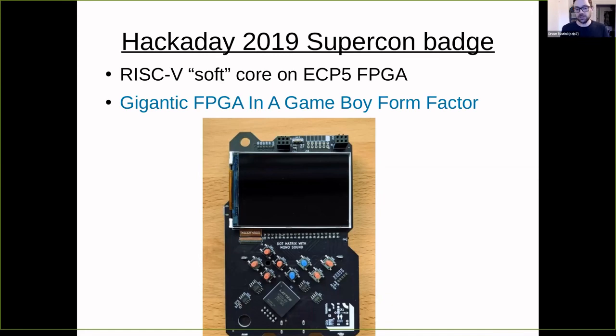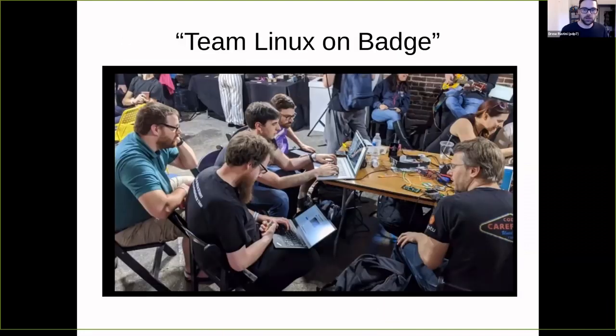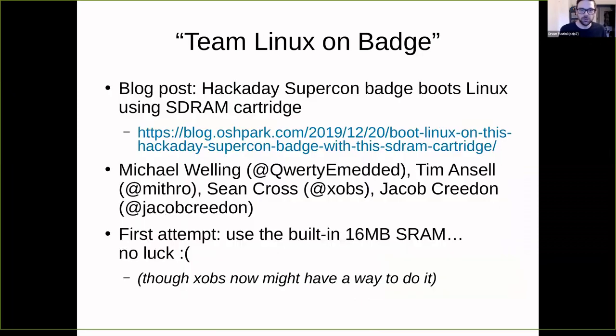This has the ECP5 FPGA from Lattice, which is supported by the open source tools I just mentioned. And it has enough gates, in this case 45,000, which is enough for us to configure it to be a RISC-V core that can run Linux. So this is some of us sitting there hacking on it over the weekend at SuperCon back in November. There's a blog post I wrote with some more information.